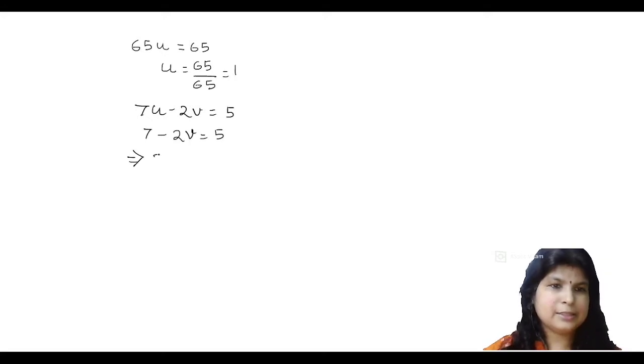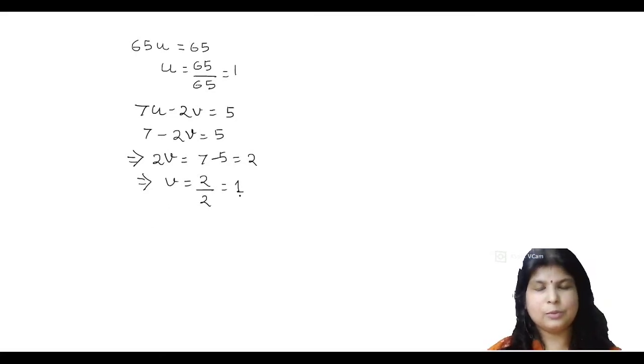It implies your 2v is equal to 7 minus 5, that is equal to 2. It implies your v will be equal to 2 divided by 2, that is 1. So your u is equal to 1 and v is equal to 1.